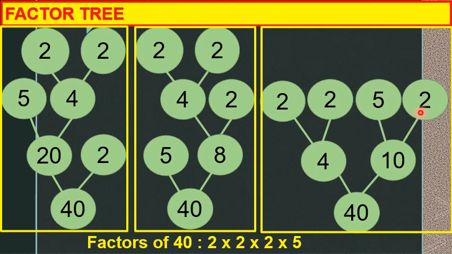So the factors of 40 arranged in ascending order are 2 multiplied by 2 multiplied by 2 multiplied by 5. To check whether my answer is right, multiply and see. 2 2s are 4, 4 2s are 8 and 8 5s are 40. So we got 40 again. So my answer is right.